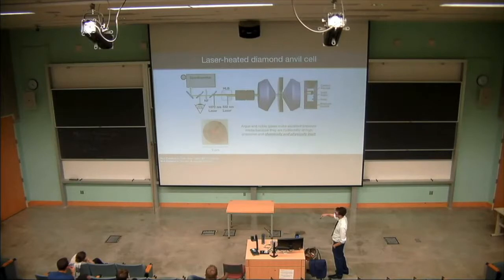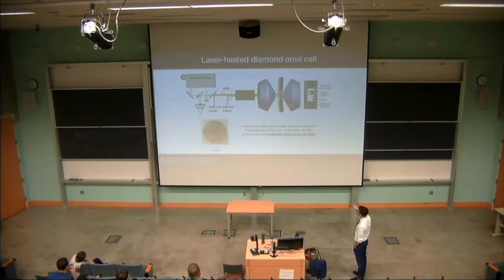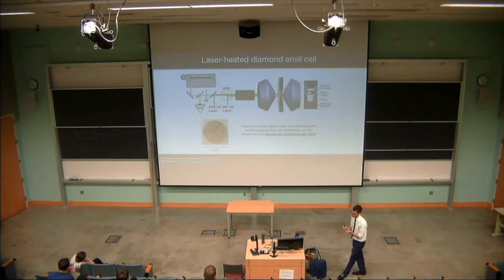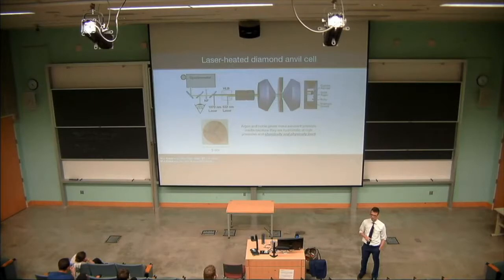And you can see the diamond sort of sitting right in the very center of the sample. One important thing to note about the argon is that in general, groups have used argon and other noble gases because in theory, they should make very excellent pressure media because they're hydrostatic at high pressures, and most importantly, because they're supposed to be chemically and physically inert, but we'll see that that may not be the case as we move forward.